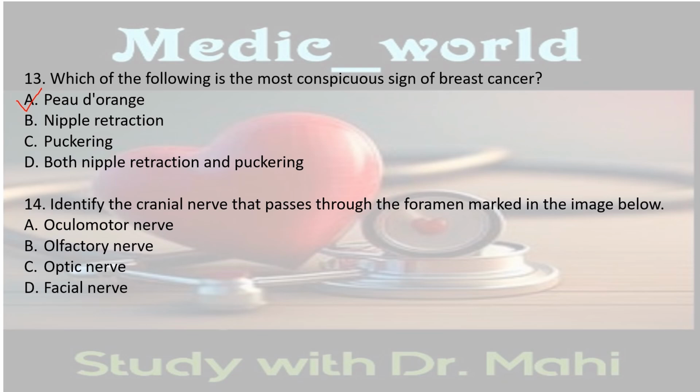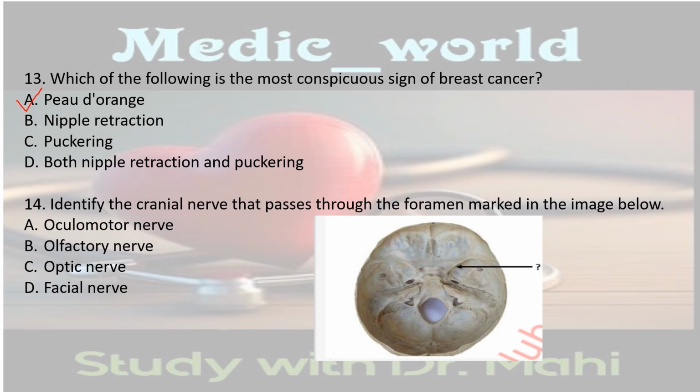Next question. Identify the cranial nerve that passes through the foramen marked in the image below. Here in the image, the foramen which is marked is the superior orbital fissure and the nerve which passes through it is the oculomotor nerve. So the answer is A, that is oculomotor nerve. Next question.